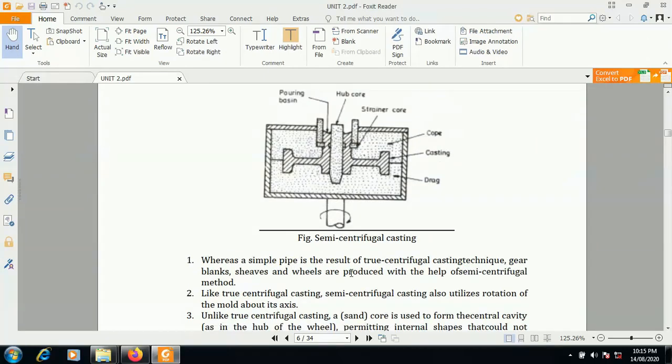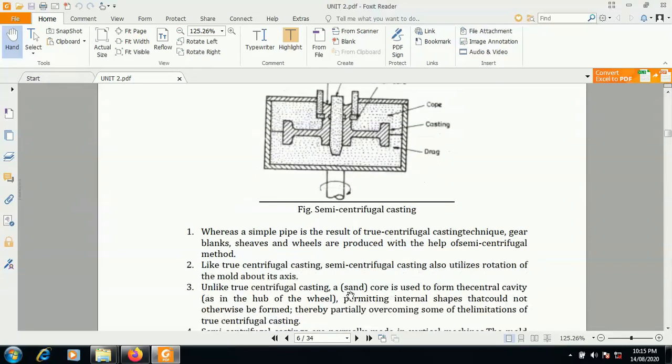A simple pipe is the result of the true centrifugal casting technique, but as the complexity of the part increases, we have to go for the semi-centrifugal casting process. Gear blanks, shoes and wheels are produced with the help of the semi-centrifugal casting process. Like the true centrifugal casting process, semi-centrifugal casting also utilizes rotation of the mold. In all three processes, that is true centrifugal, semi-centrifugal and centrifuge, while pouring the mold is in the rotary condition.